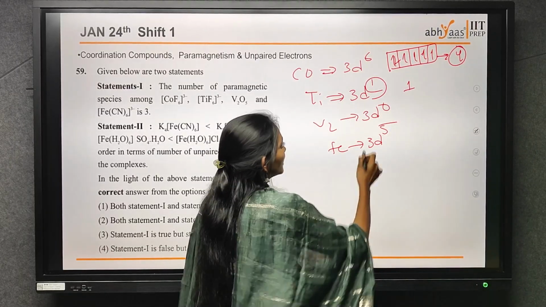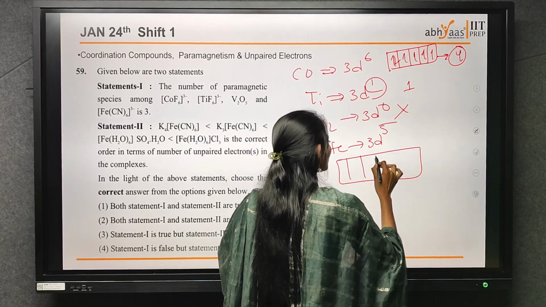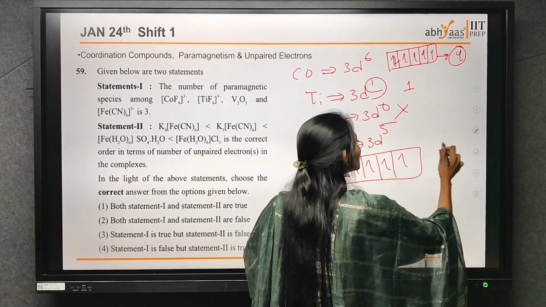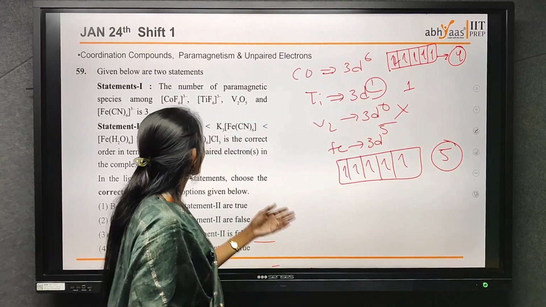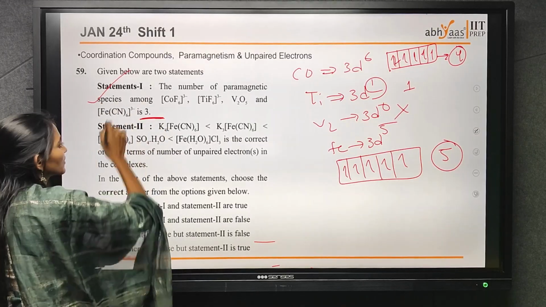That means one electron. Here not having any kind of unpaired electrons. Coming to ferrous, 1, 2, 3, 4, 5. That means 5 unpaired electrons are there here. That means here they are telling the unpaired electrons 3. Absolutely the statement 1 is right.